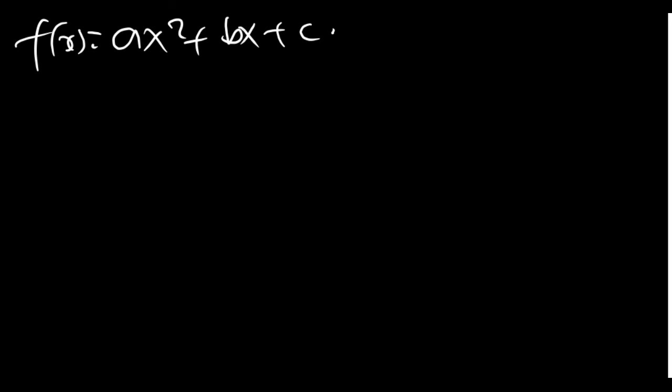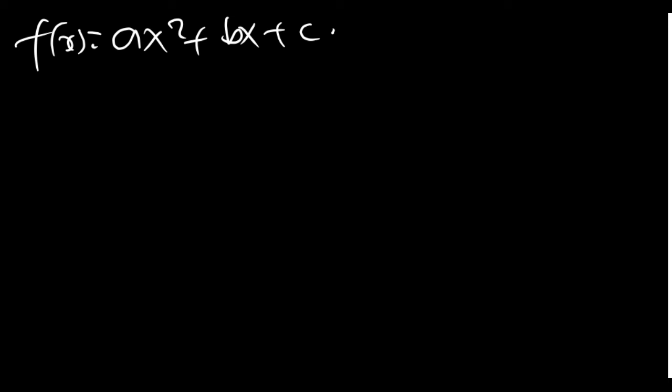In this video, we are going to talk about the completing the square method. We are going to have a function in the form f of x is equal to ax squared plus bx plus c. Now, the first step here is we have to factor out a.